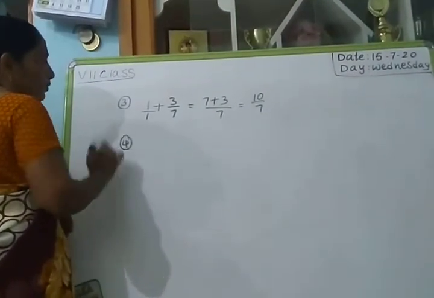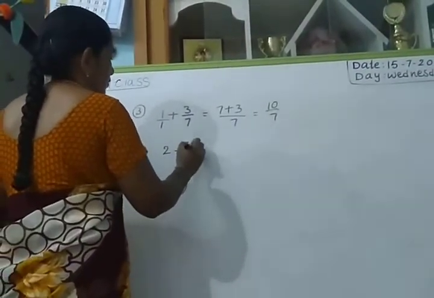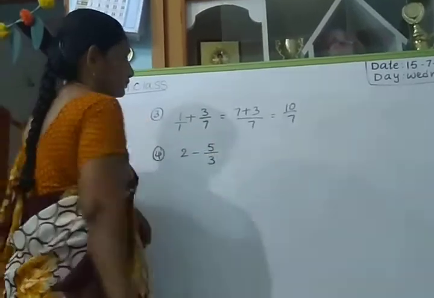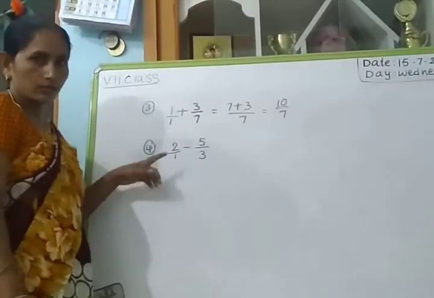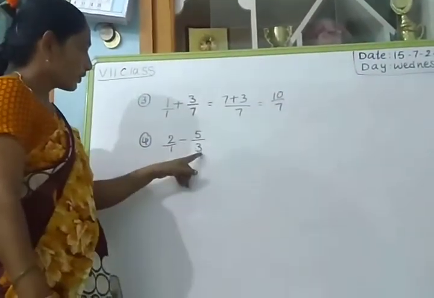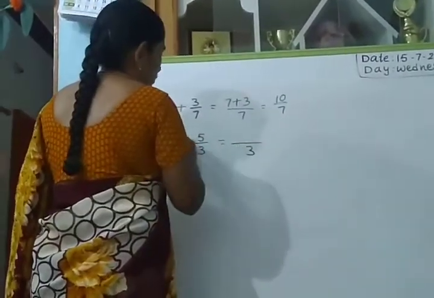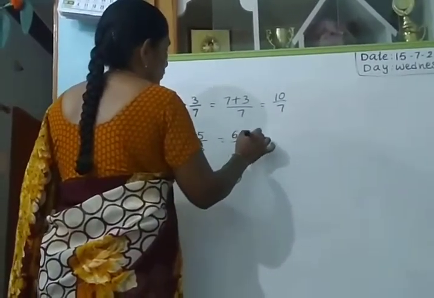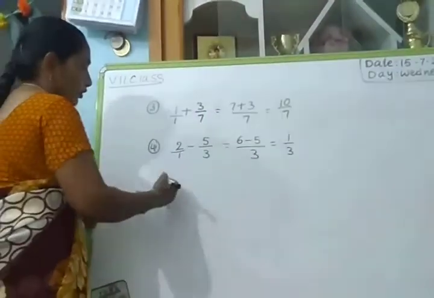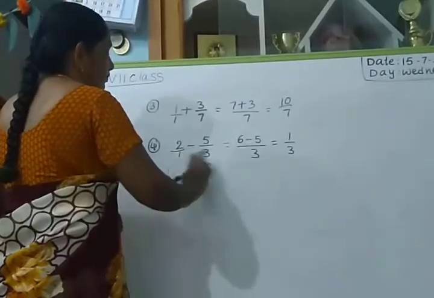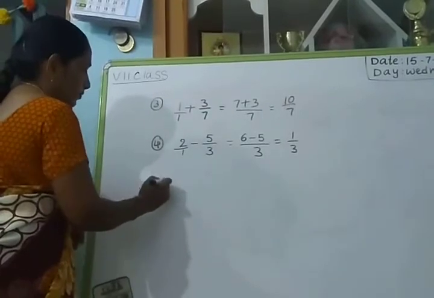Next, one more example on subtraction. 2 minus 5 by 3. 2 is a whole number, so we have to take the denominator as 1. So directly you can multiply 2 with 3. 3 twos are 6, 6 minus 5, 1. 1 by 3. Or we can take the LCM, 1 into 3, 3. Like this also, same method only, you will get the same answer.